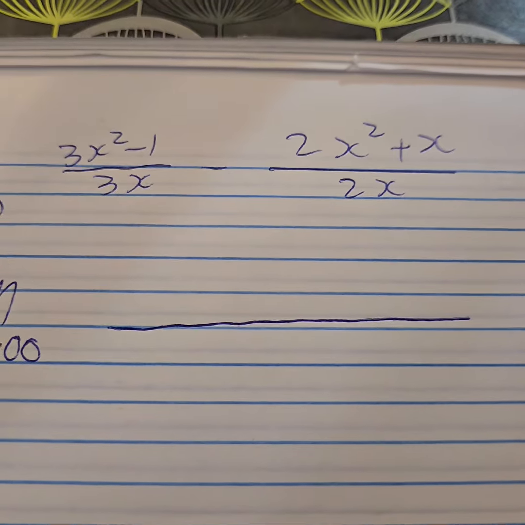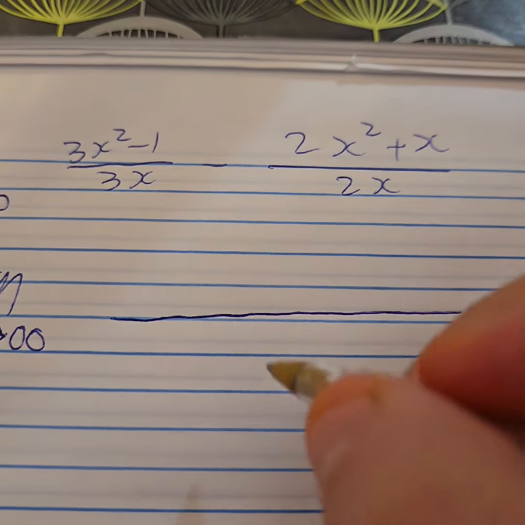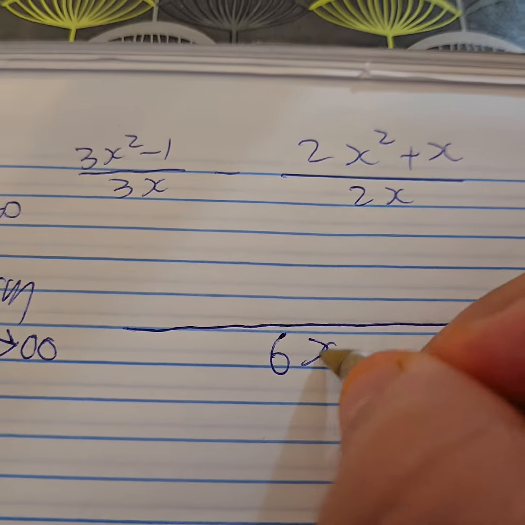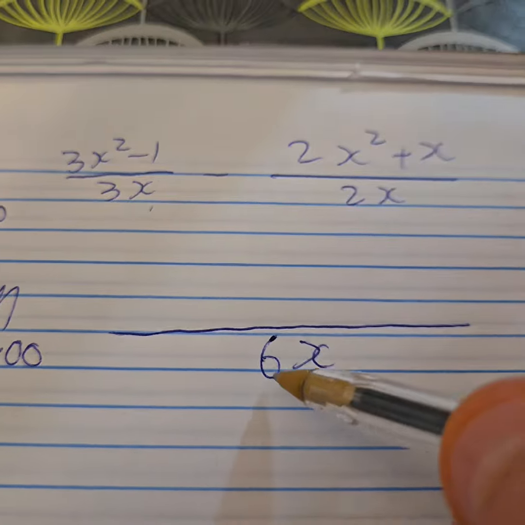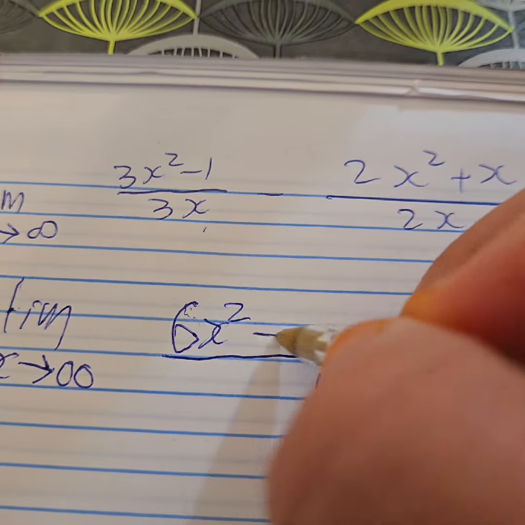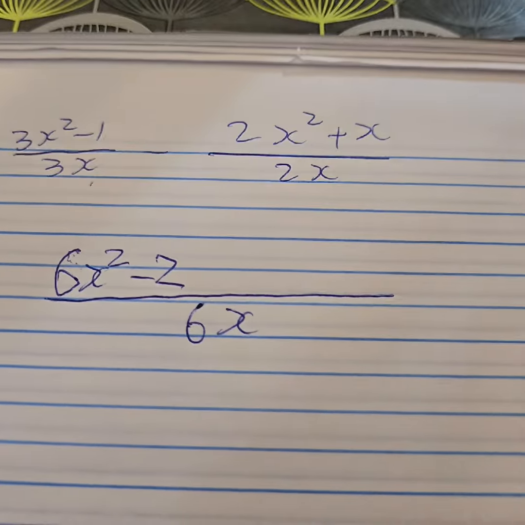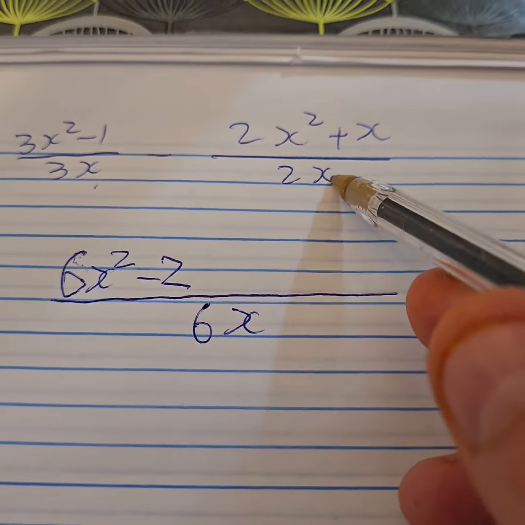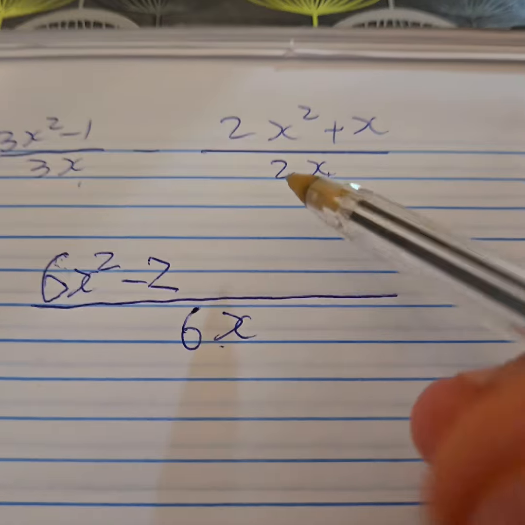It's find a common denominator. So that was multiplied by 2, so the top must be multiplied by 2. 6x squared minus 2. And this was multiplied by 3.